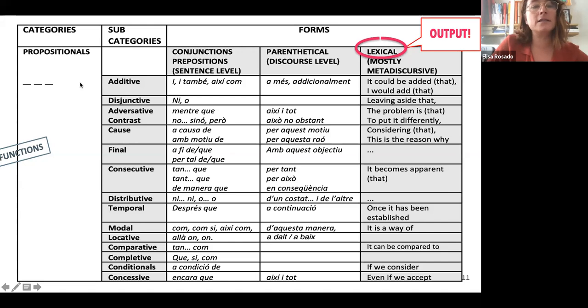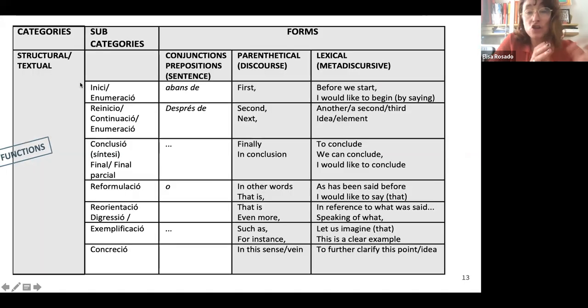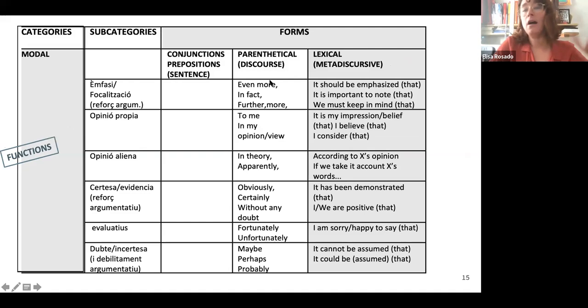For instance, as for the structural ones, what they do is analyze how the text is organized: before we start, to conclude, or finally. The modal are those that allow the speaker to take a stand. It should be emphasized, my impression is, according to somebody's opinion, etc.